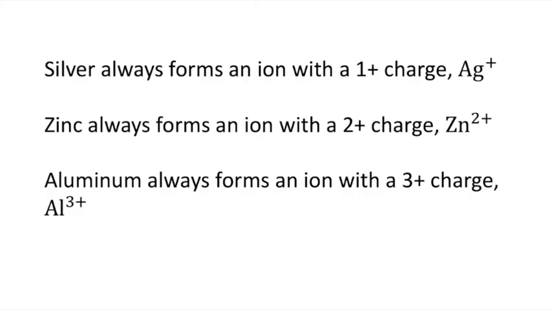There are a couple of special metals that deserve mentioning. Silver always forms an ion with a 1+ charge. Zinc always forms an ion with a 2+ charge. And aluminum always forms an ion with a 3+ charge. So when we're naming compounds involving those 3 cations, we usually don't have to put a Roman numeral after the cation.